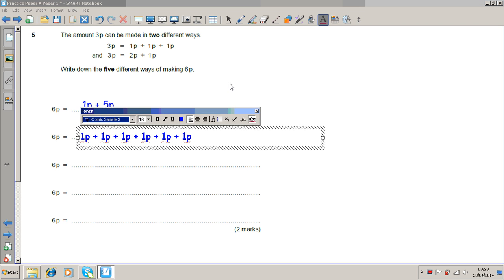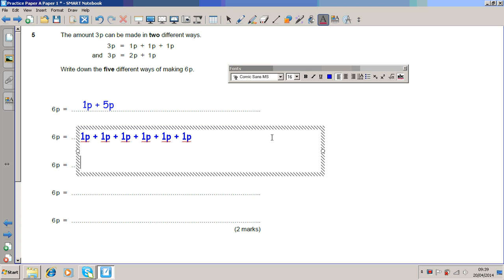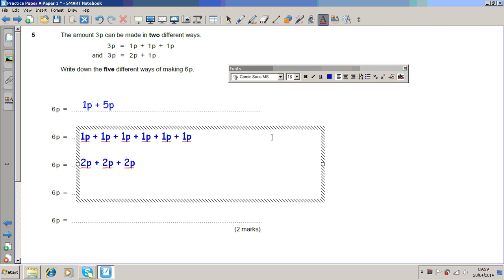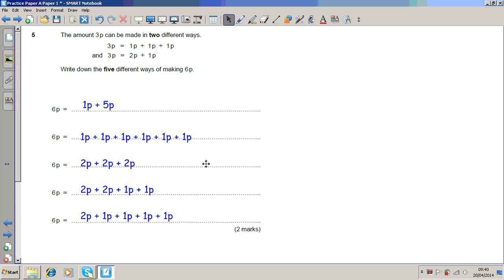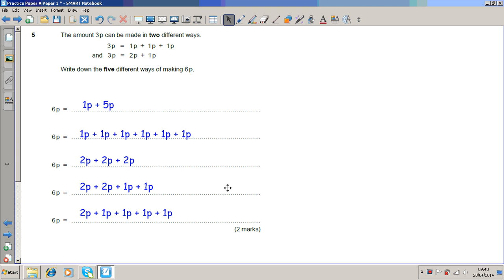2p's. We could do it with 2p's. What else could we do? We could have 2p, and 2p, and 2p. Oh, sorry, and 1p, and 1p. We could have 2p's, and a load of 1p's. I think that's all. Yeah.